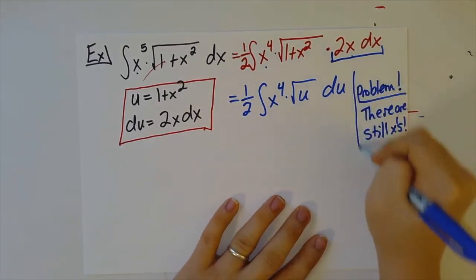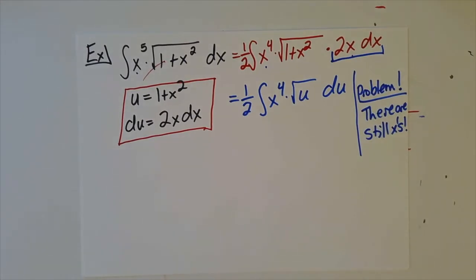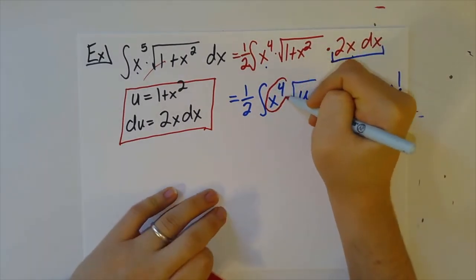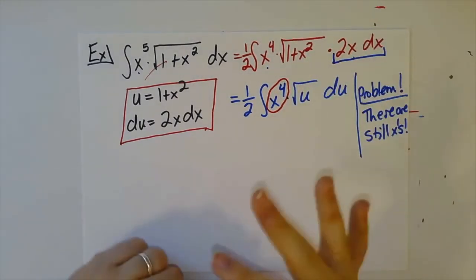Which means somehow I need to deal with this x to the fourth. I'm not going to make any progress until I get rid of this x to the fourth.